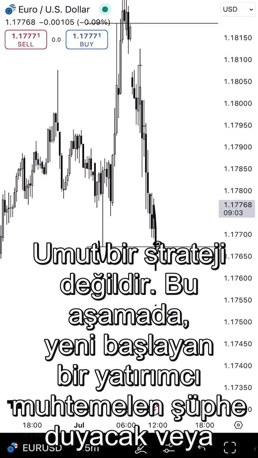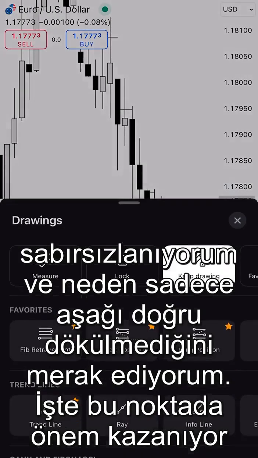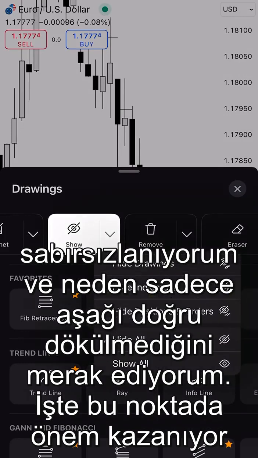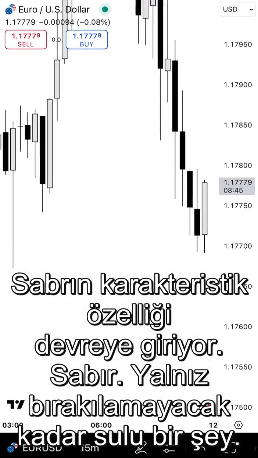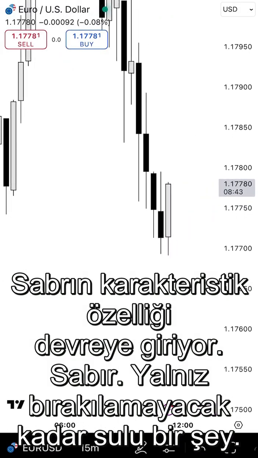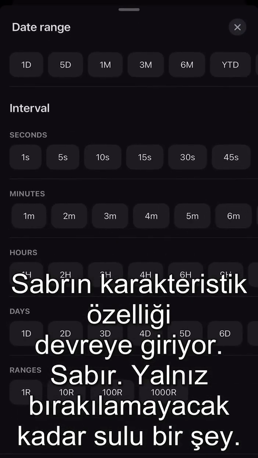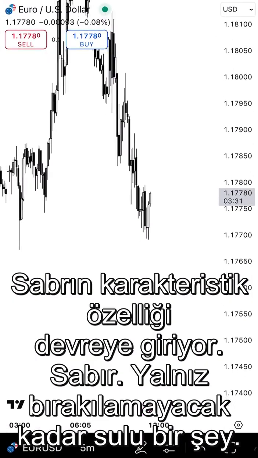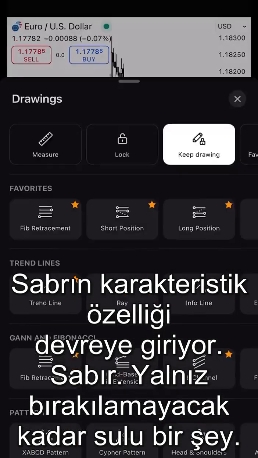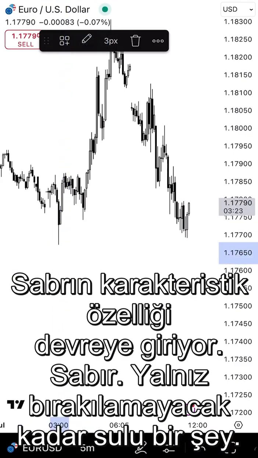Now at this stage, the beginner trader is probably going to doubt or get impatient and wonder, why isn't it just dumping down? And that's where the importance of the characteristic of patience comes in. Patience. It's just way too juicy to be left alone.